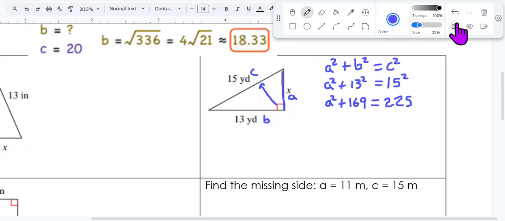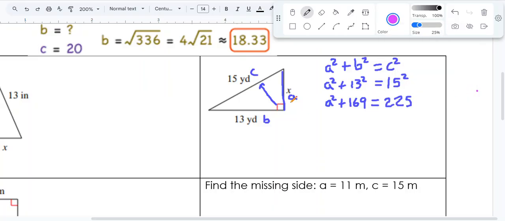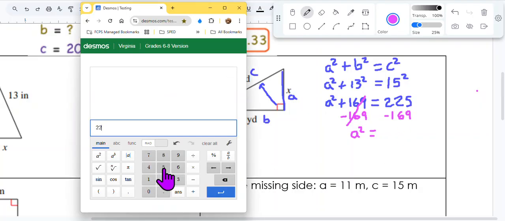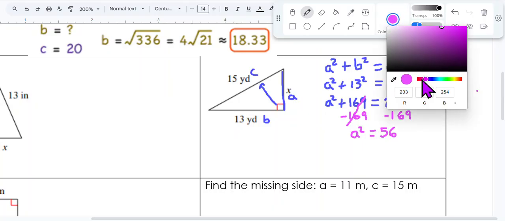All right. Okay, so from here, I want to get A by itself. That's my whole goal here, is to figure out what A is, right? So if this says A squared plus 169, I need to get rid of that 169, so I'm going to do minus 169. And what that's going to do is cancel this out on this side and leave me with a squared, right? But since this is an equation, I have to do the same thing to both sides to keep it equal. So I need to do 225 minus 169. And I can put that in the calculator, right? 225 minus 169 is 56. So I have 56.